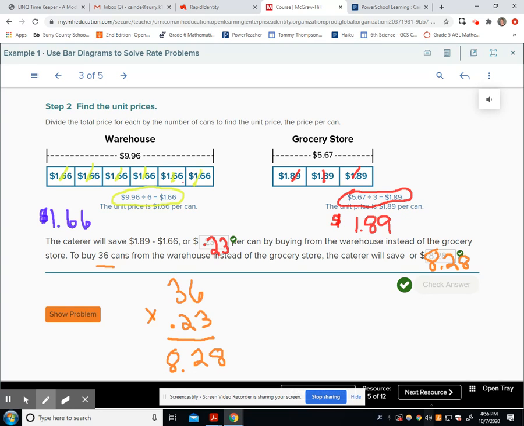That, my friends, is one reason that knowing how to figure out a unit price is really important. It helps us in real life because it helps us to save money.